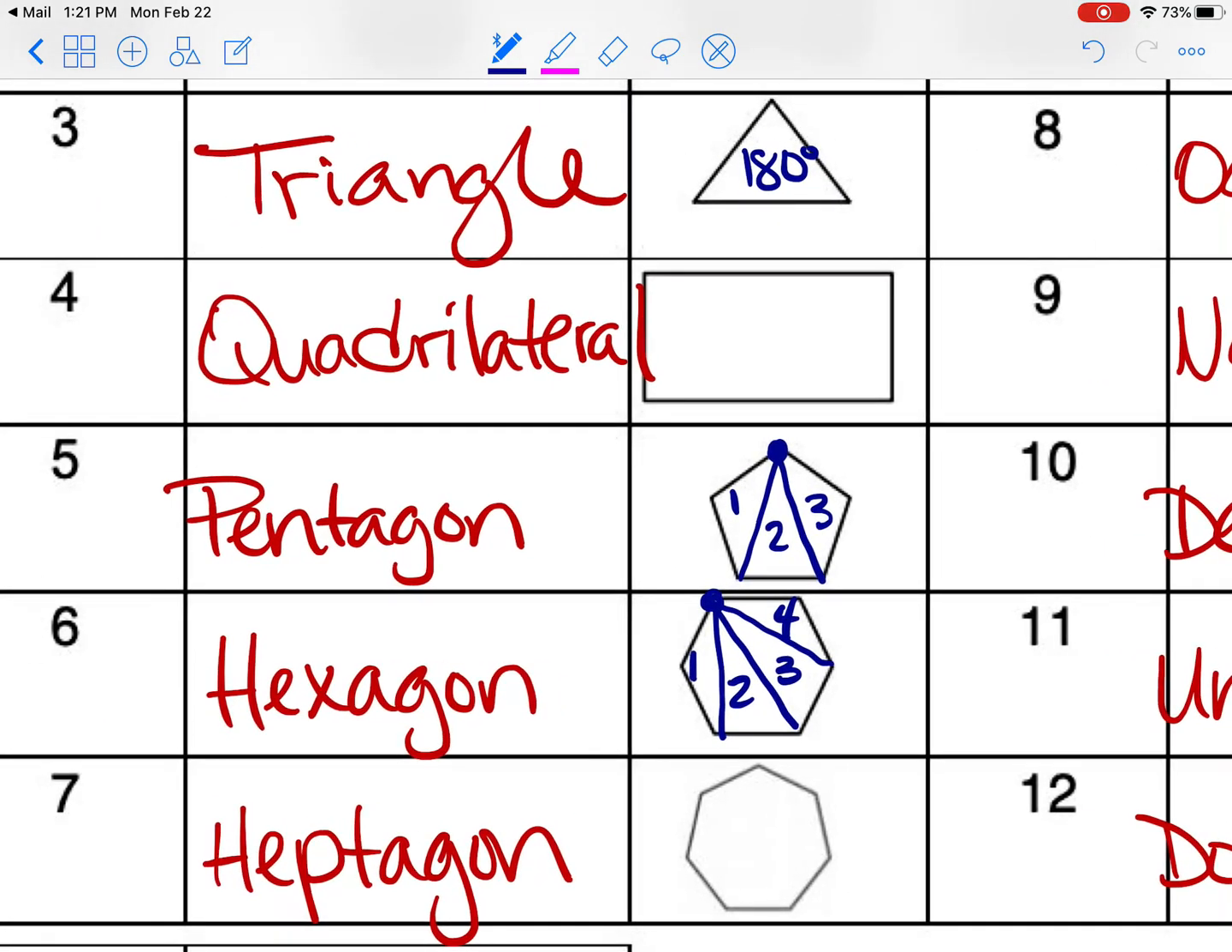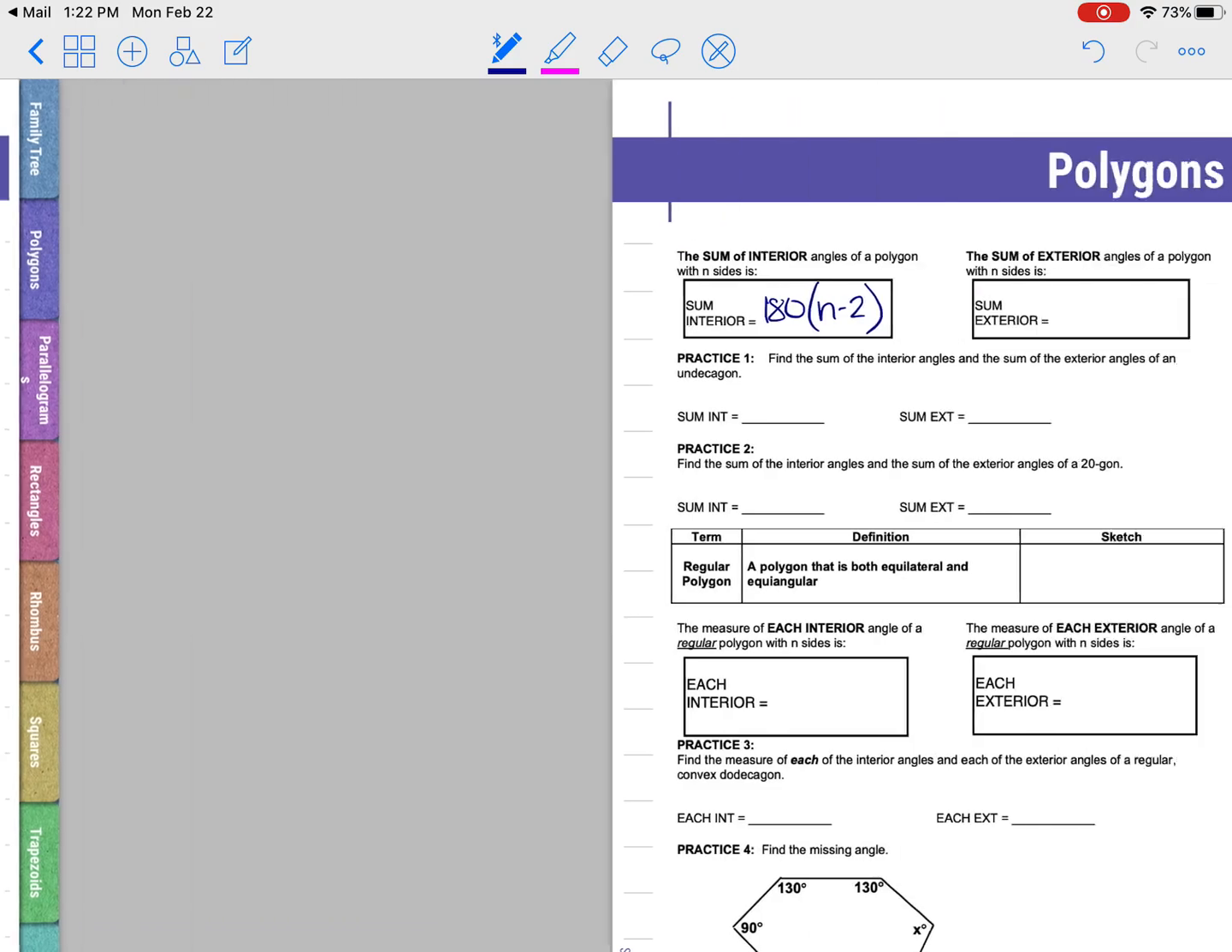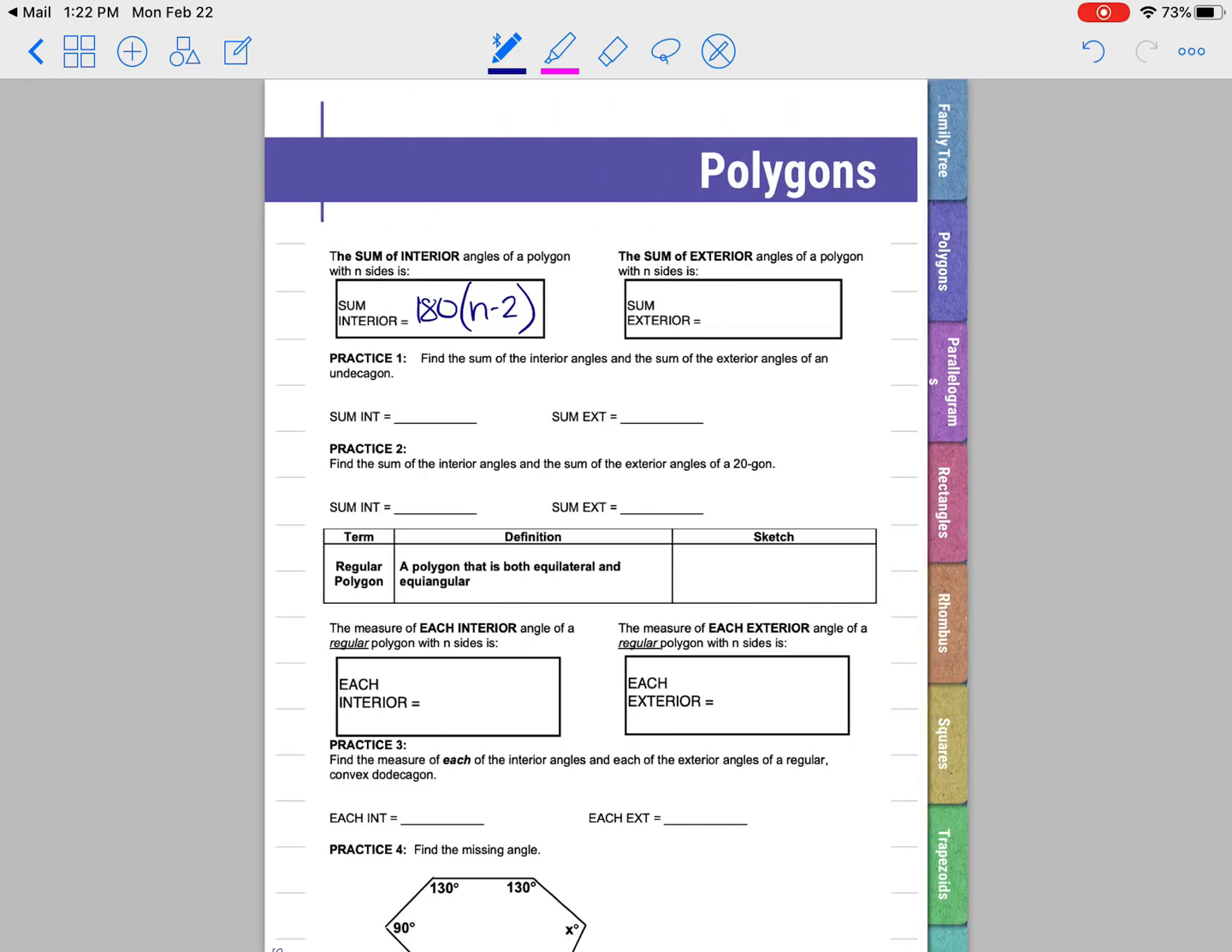Well, let's go back here for a second. Pentagon had 5 sides. It gave us 3 triangles. Hexagon had 6 sides. It gave us 4 triangles. If we do a heptagon, pick a vertex, connect all the non-adjacent sides, we can see 1, 2, 3, 4, 5 triangles. So we can see that the pattern is to get the number of triangles, we subtract 2 from the number of sides. So if we were doing a decagon, we now know without having to draw it or connect the triangles, there would be 8 triangles in that one. So that's why the formula is 180 times n minus 2. You have to take that number of sides minus 2 to get your number of triangles that would be formed.